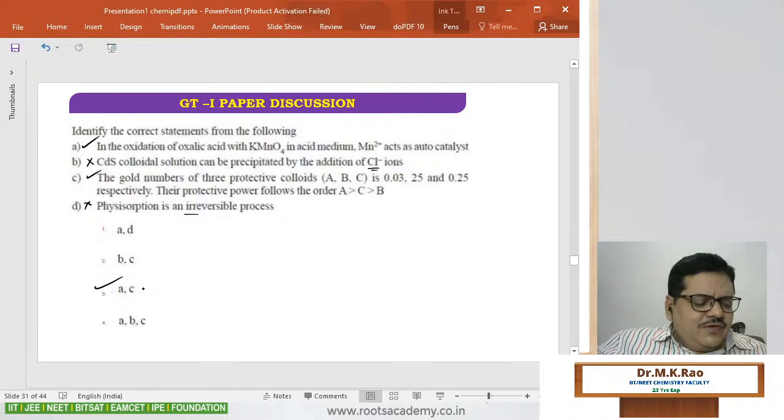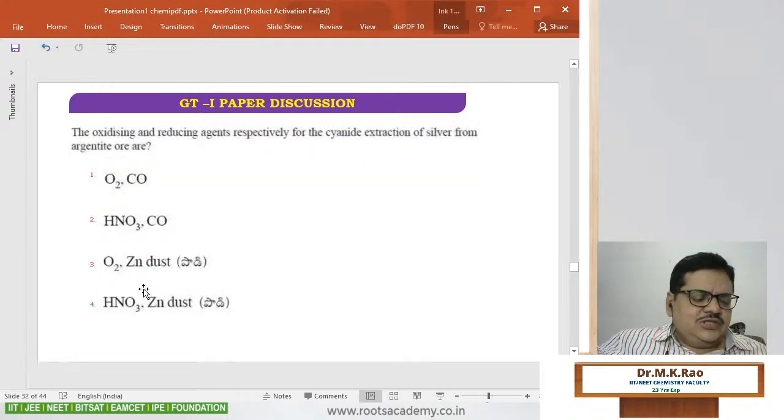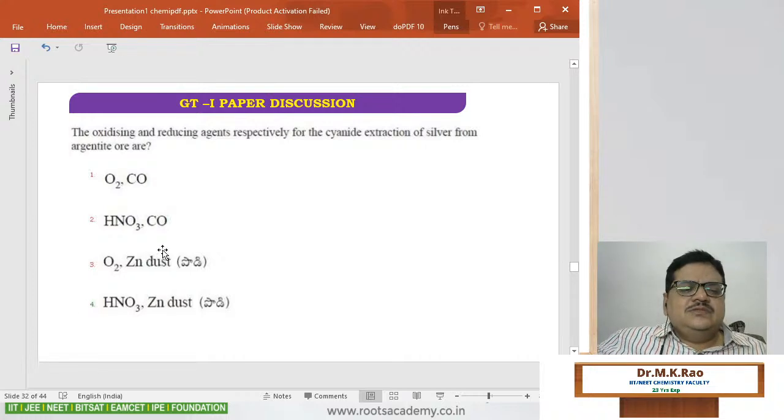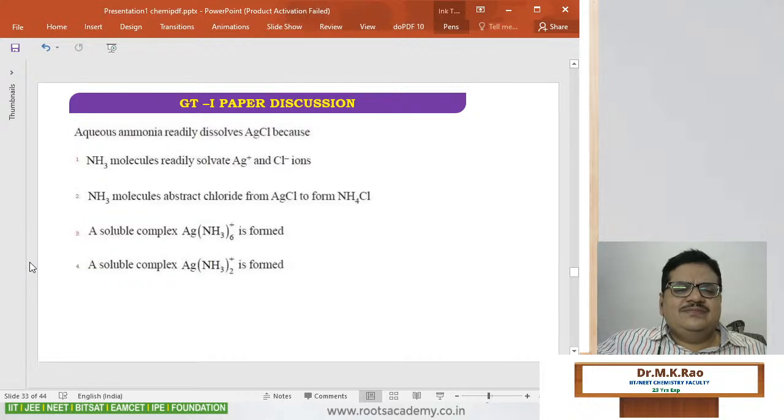Next, question number 148. In the cyanide process for silver from argentite ore, what are the oxidizing and reducing agents? Oxygen and zinc dust. It is a direct memory based question. Zinc dust. Aqueous ammonia readily dissolves silver chloride.